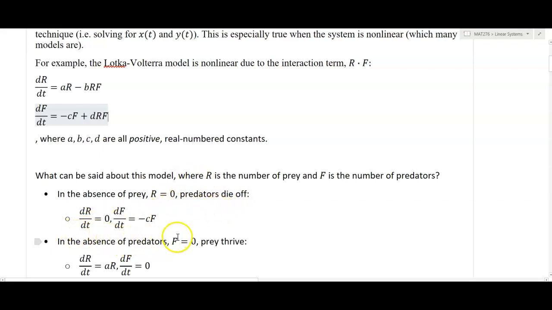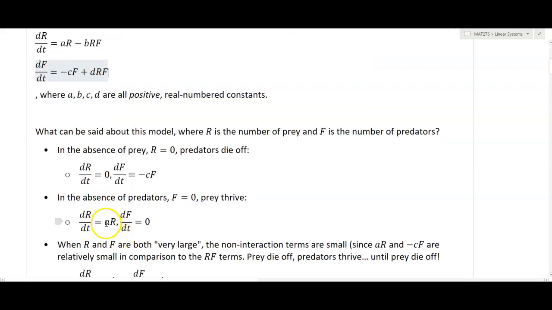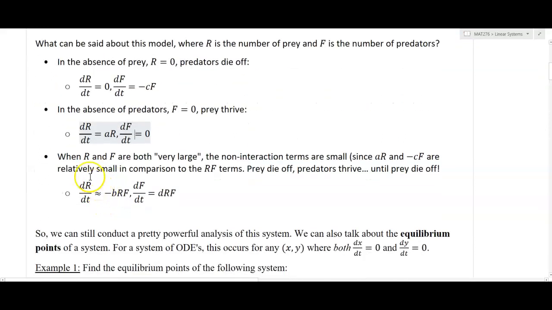In the absence of predators, when f equals 0, if we put f equals 0 into dr/dt, we get dr/dt equals a times r. And since a is a positive constant, that means the prey are going to thrive. They're going to continue to increase in population size. They're going to just basically reproduce, as we know rabbits do. For df/dt, if we put in 0 for f in both terms, we get df/dt equals 0, which makes sense. We should have no rate of change in the fox population.